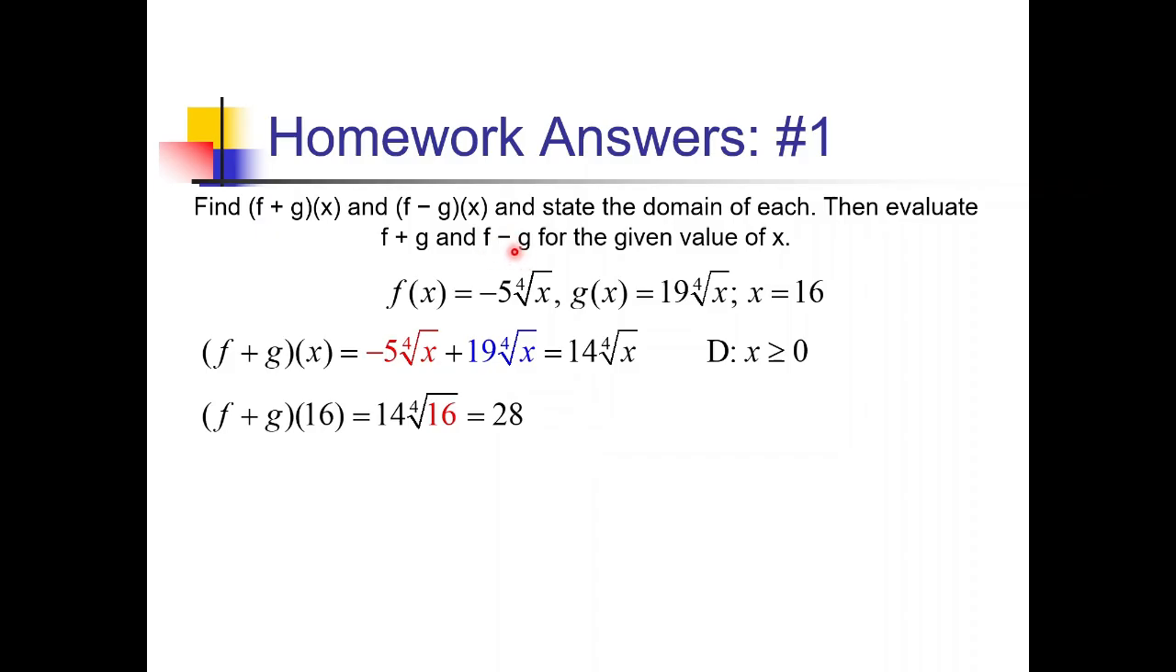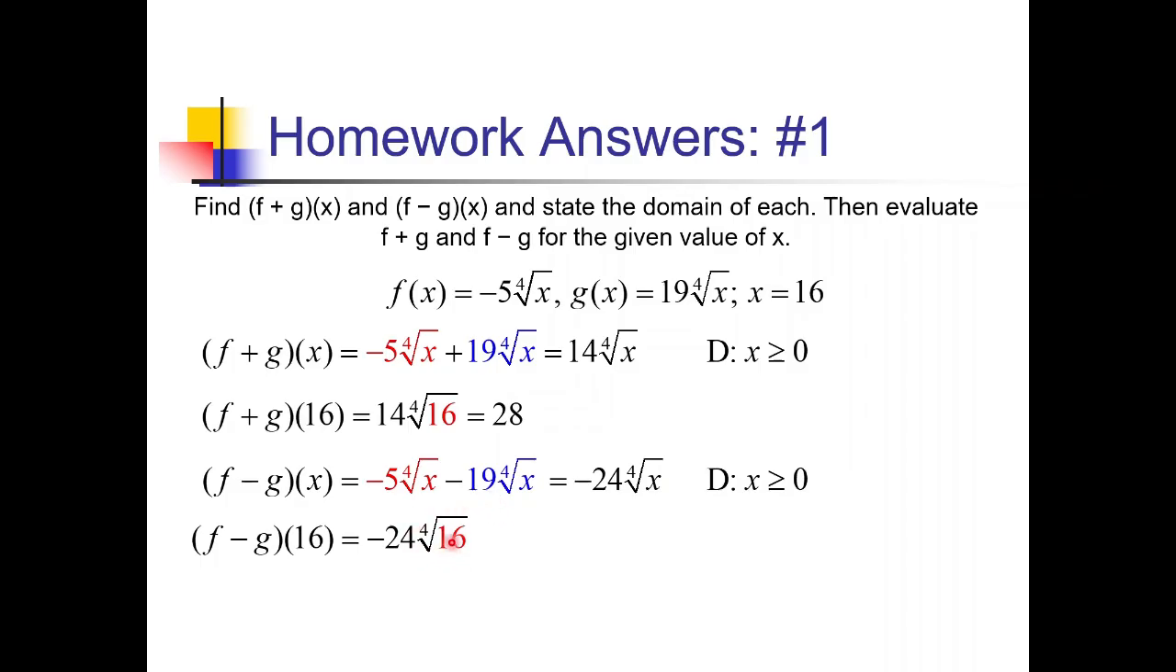Now let me do the same process, but with f minus g. So now we're doing negative 5 fourth root of x minus 19 fourth root of x. That adds up now to negative 24 fourth root of x. Same domain as before, because again we have that even root. Plugging 16 in this time, we've got fourth root of 16 is still 2, nothing has changed, but we have to multiply that by negative 24 now, so that's negative 48.